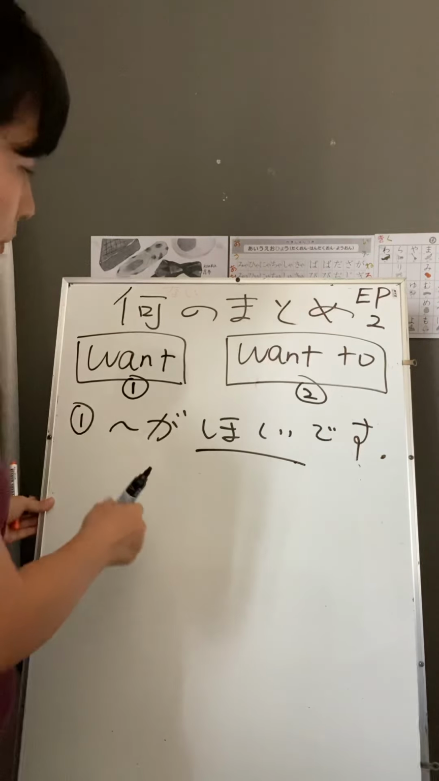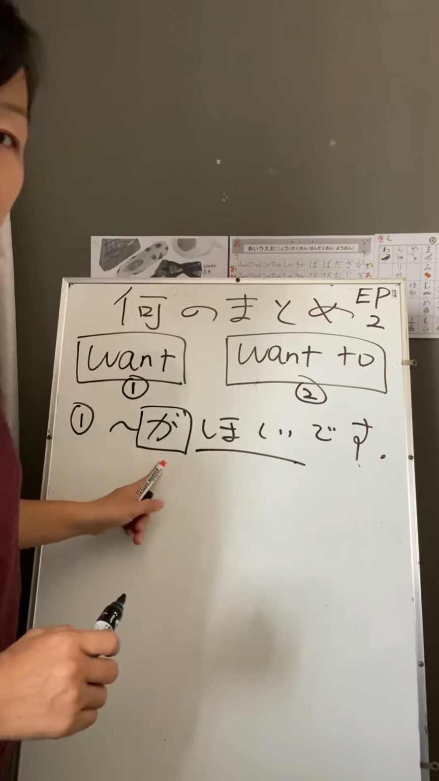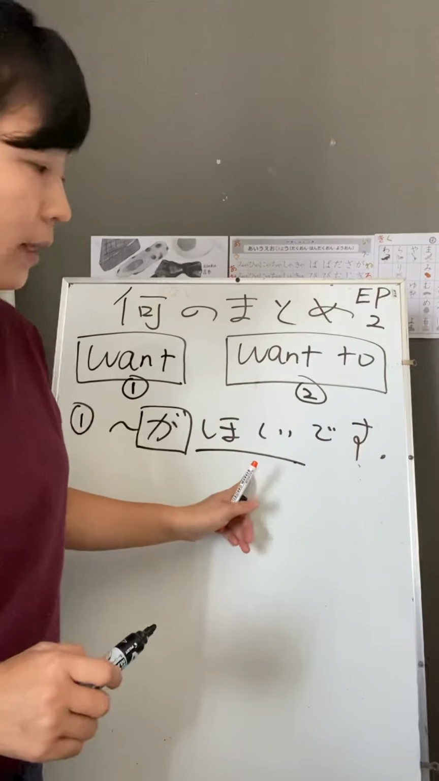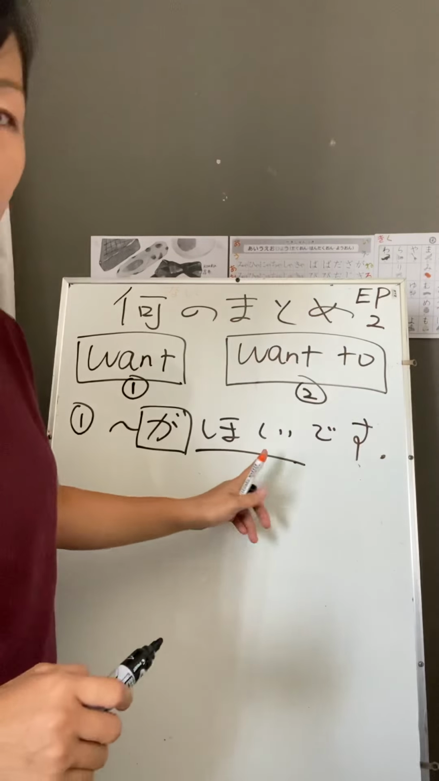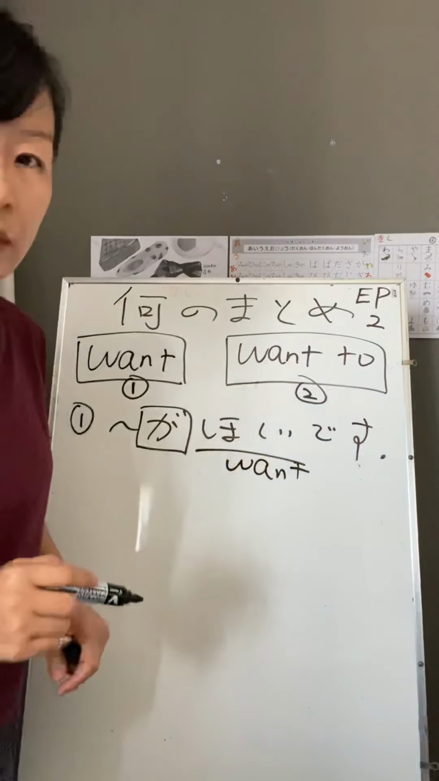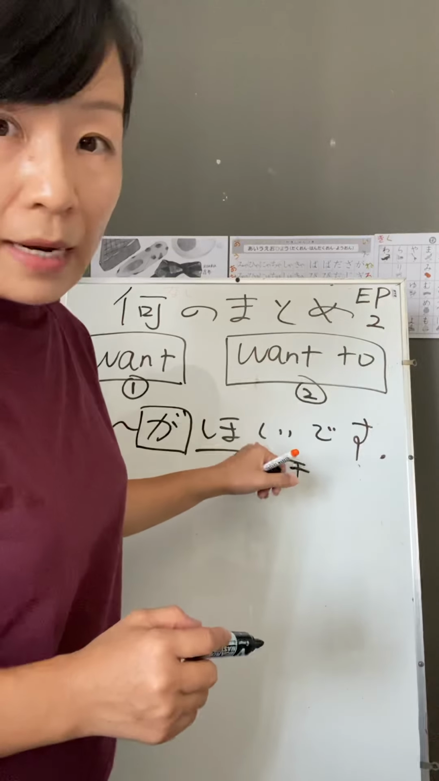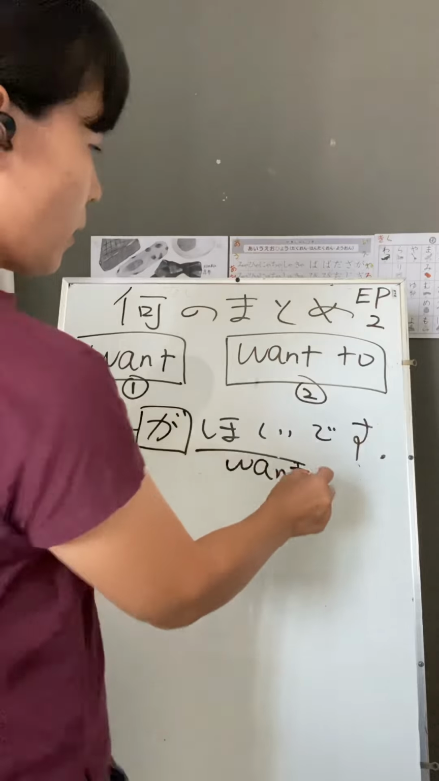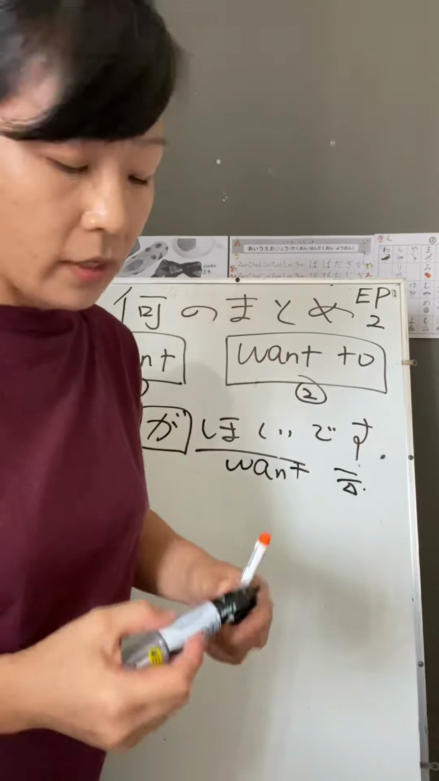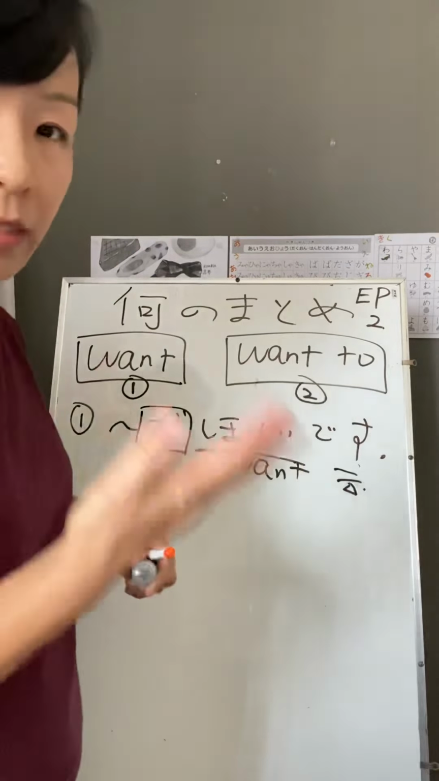Okay, can you see the information? 何々が. The particle ga over here brings out the things we want or we like. So over here, 欲しい. In English, it's a verb, but in Japanese, it's actually an i-adjective. 欲しいです. 何々が欲しいです. 欲しい expresses what the speaker wants.